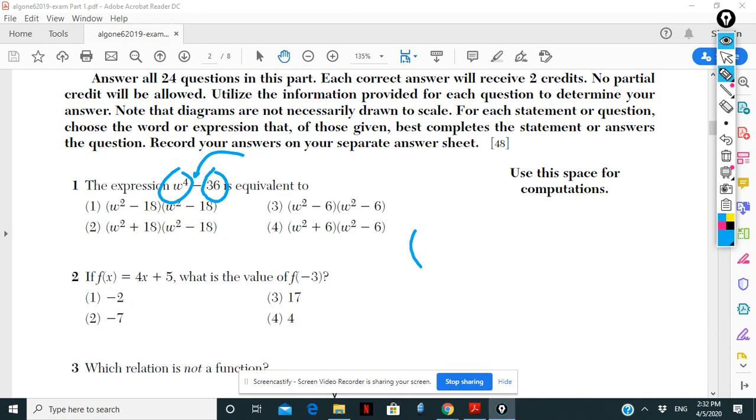For a difference between two squares with two parentheses, the square root of w to the power 4 is w to the power 2. I write w to the power 2, w to the power 2. For 36, it's 6 and 6. One parenthesis is plus, one parenthesis is minus, so the answer is going to be number 4.